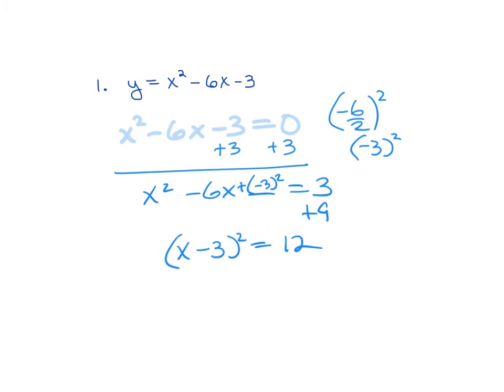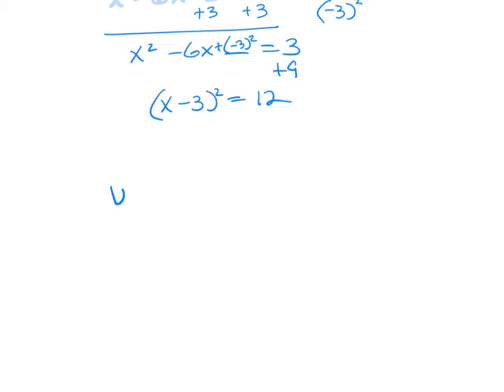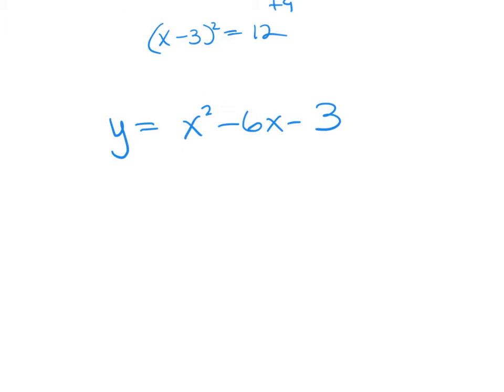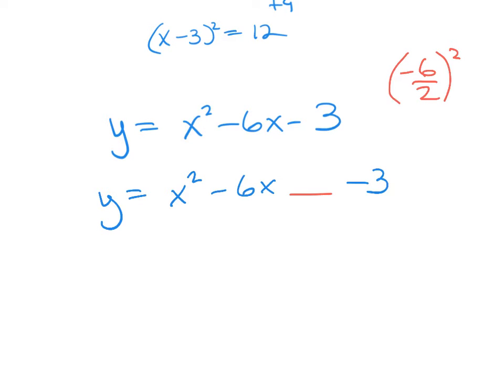So here's what we're going to do instead. Because we have a y now to consider. Before we didn't have the y. Now we do. So let's go ahead and write y equals x squared minus 6x minus 3. Same equation. Here's what we're doing different. So now instead of moving the constant to the other side, I'm going to take that constant and just shift it over. And I'm going to make a blank space here. I'm still going to take the b term, divide it by 2, and square it. So this becomes negative 3 squared. So that's what I'm going to put in here.